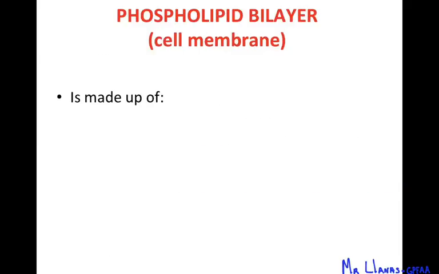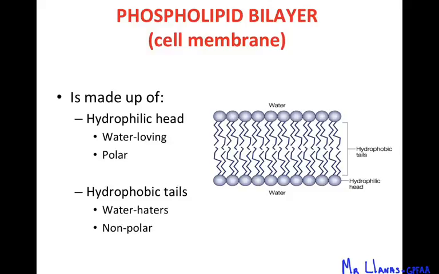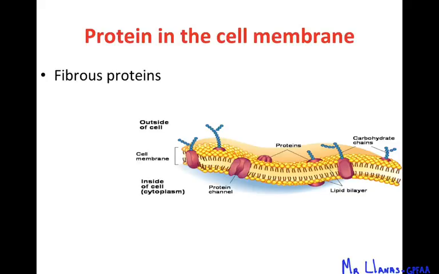So again, the phospholipid bilayer, or the cell membrane, is made up of two layers of phospholipids. The inside is called the hydrophobic tail because they don't like water, and the little circles on the top, this right here, are called the hydrophilic heads because they don't mind water, they don't fear it, they're okay if water's touching them. Again, one is water loving, the other is water hating.